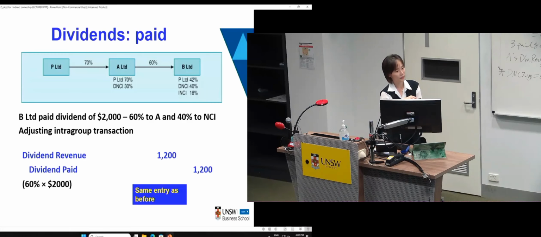Well, that depends on the ownership interest in the subsidiary here. So here, the interest is 60%, then you multiply 60%. If 80%, multiply 80% to find out the intragroup dividend revenue. And it is this intragroup dividend revenue to be eliminated in the worksheet.